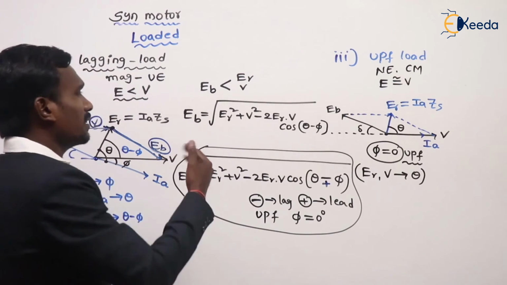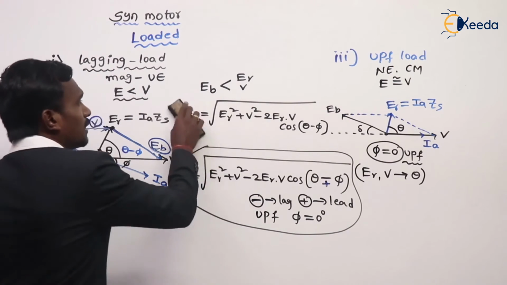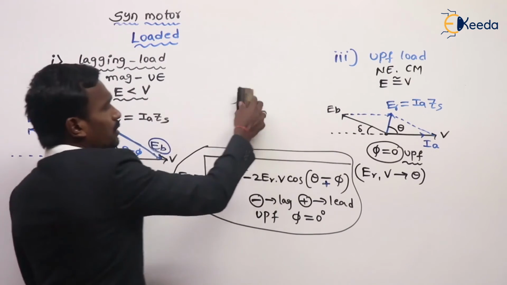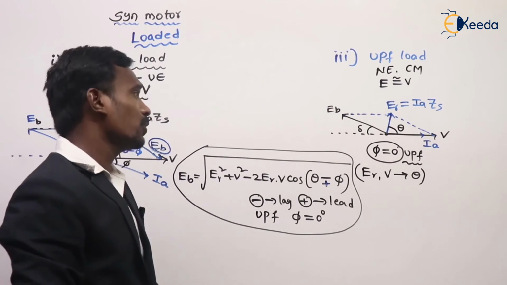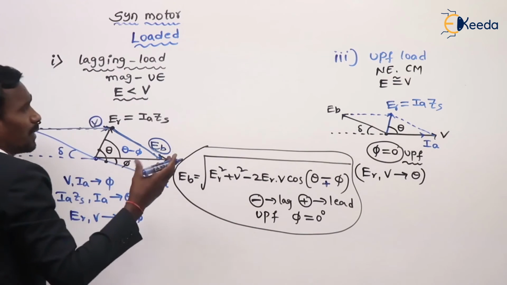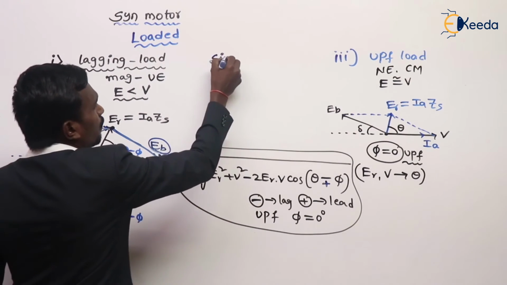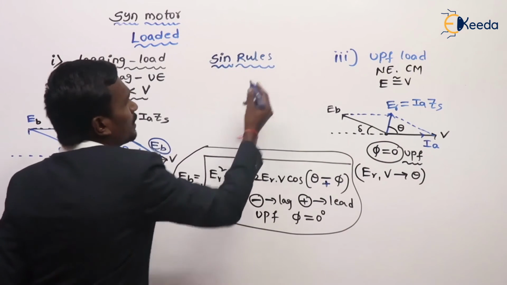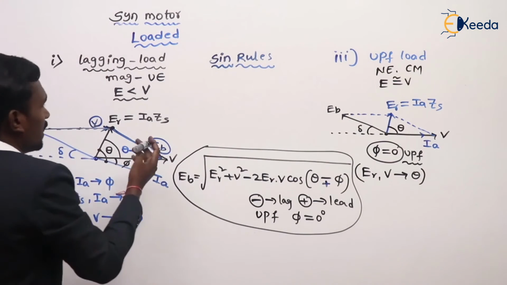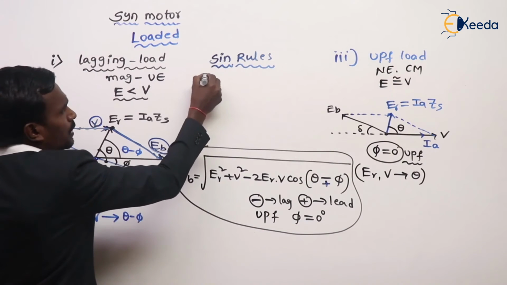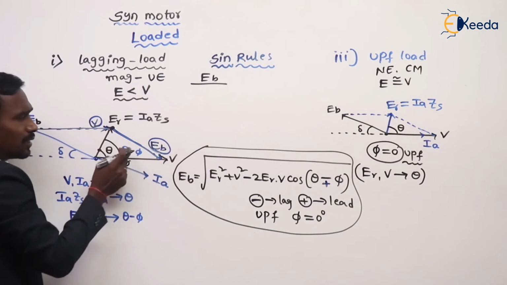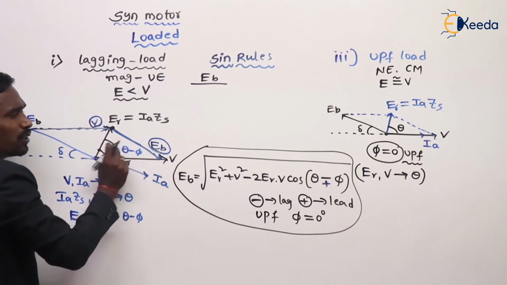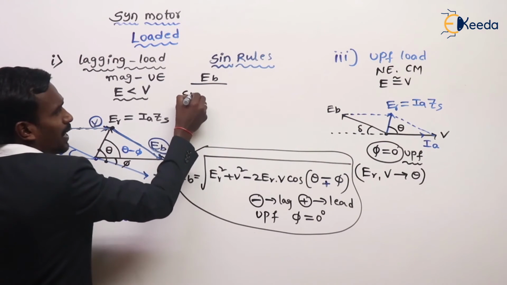Okay, so next one. Again, we have some small formulas. Let's see here. I will draw for lagging. You have to derive for leading and unity power factor also. From the sine rules, see here, this is EB, right? So EB upon what is the angle opposite to EB? Opposite to EB is theta minus phi.